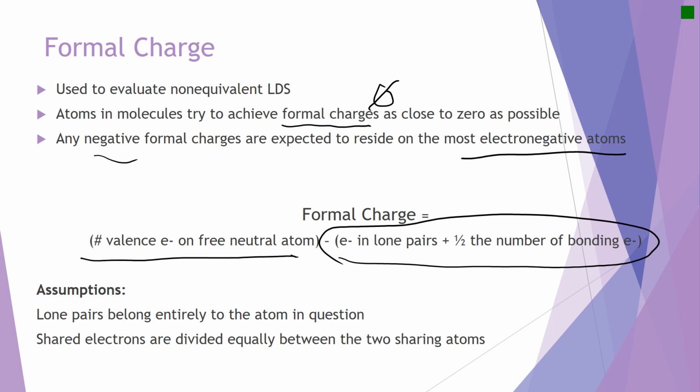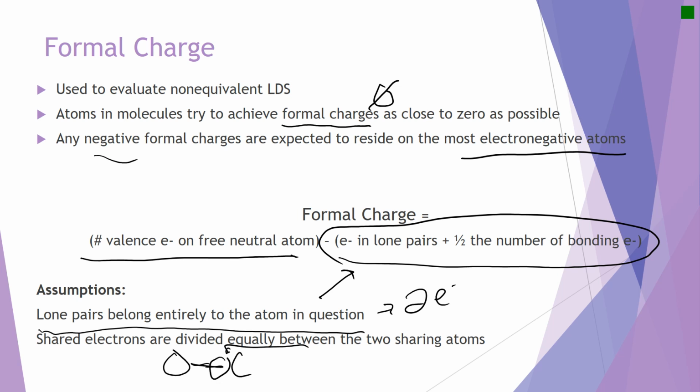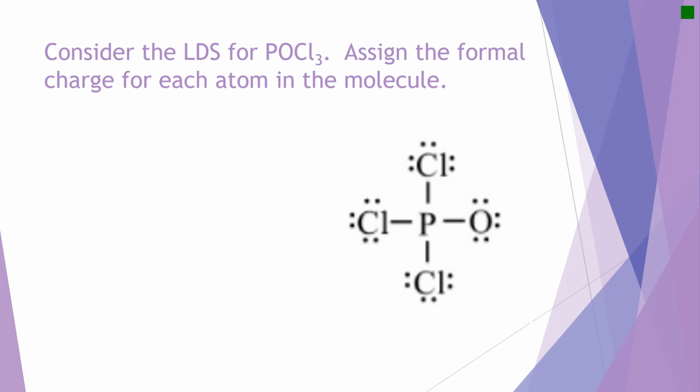Okay, these are the rules though. If you have a lone pair, it is entirely on the atom in question, meaning if you have one lone pair, there are 2 electrons counted for this part of the equation. Whereas if you have a shared electron, meaning a bond, like let's say O to C, I would only be able to count half of that, which would mean it would have 1 electron. So for every bond, you get 1 electron. If you have a double bond, that would be 2 electrons going towards whatever element you're trying to find the formal charge for. So let's try to do POCl3.